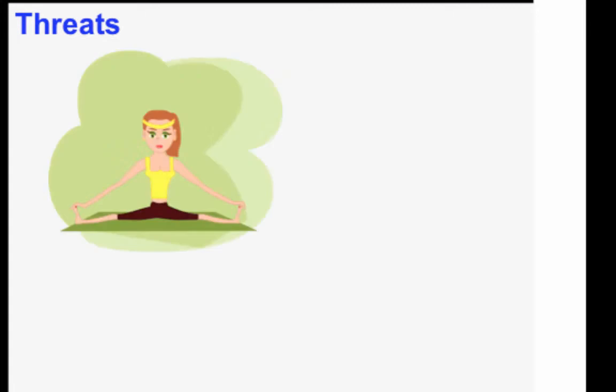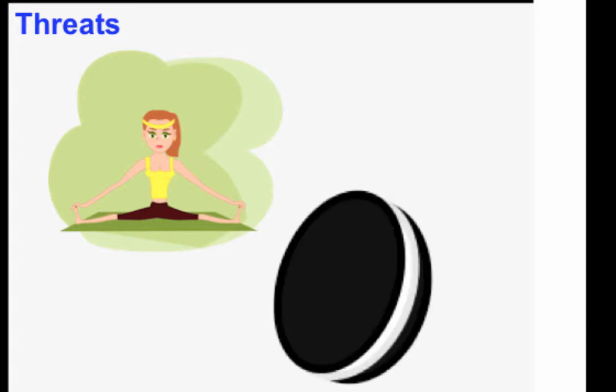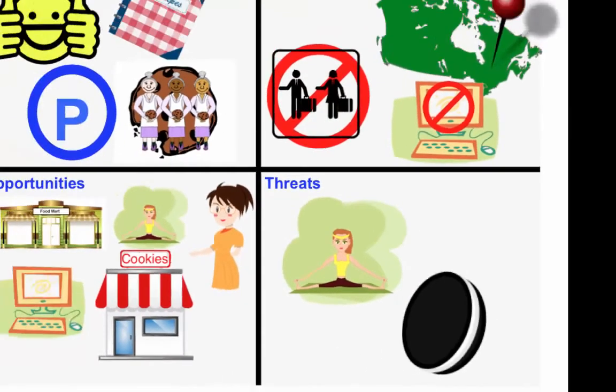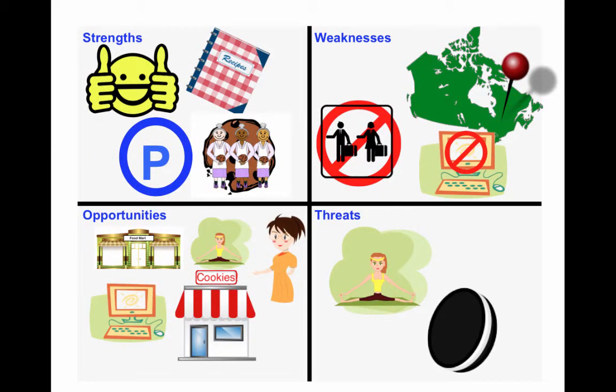Some of their threats could include that same social trend around healthy lifestyles. Cookies aren't typically viewed as being healthy. Also, the grannies could be threatened by the existence of aggressive rivals in the marketplace. So that represents our four SWOT lists.